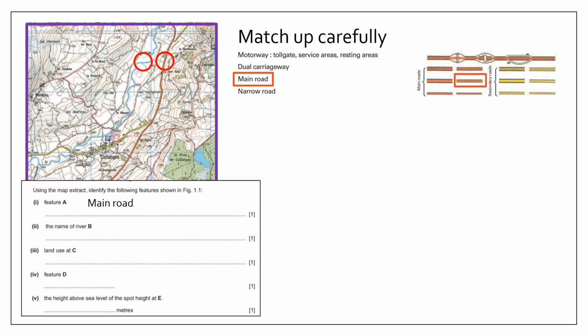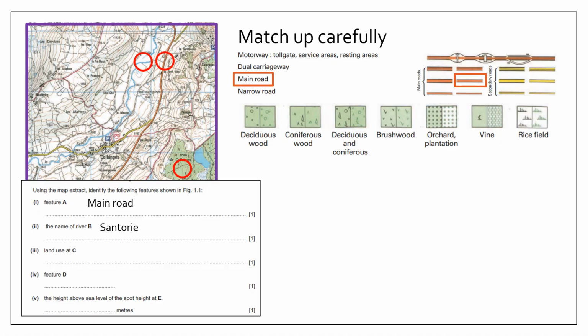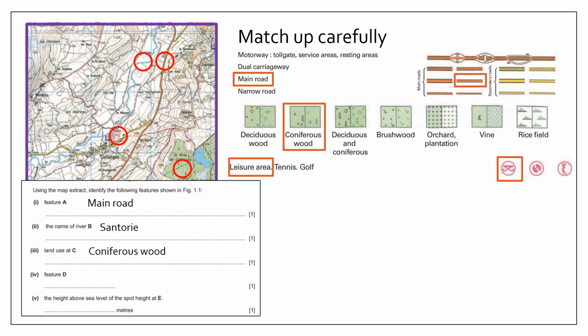Next one is the name of the river B. So I'm going to follow that blue line all the way down or up until I come across a name. And there it is. Second one is land use at C. Okay, so let's identify the woods. And so C is this coniferous woods. Write that. Feature D is this little map symbol. Okay, and if we look at that, that is a leisure area. So again, the order in which the symbols appear is the same in which the explanation is. So I'm going to write leisure area.